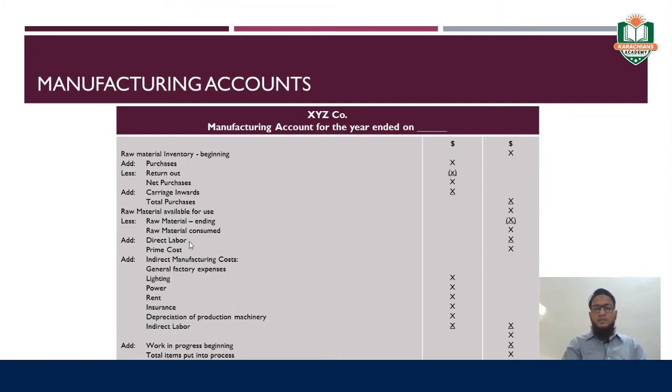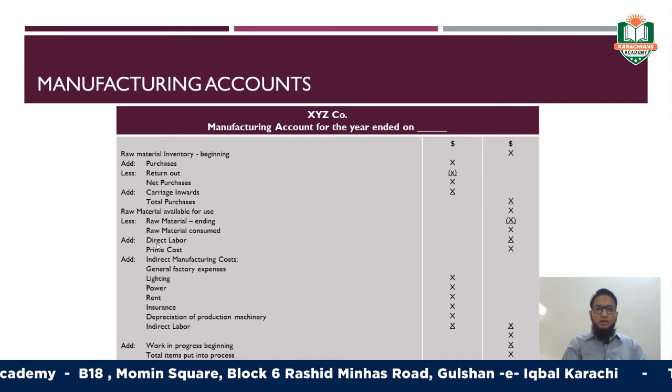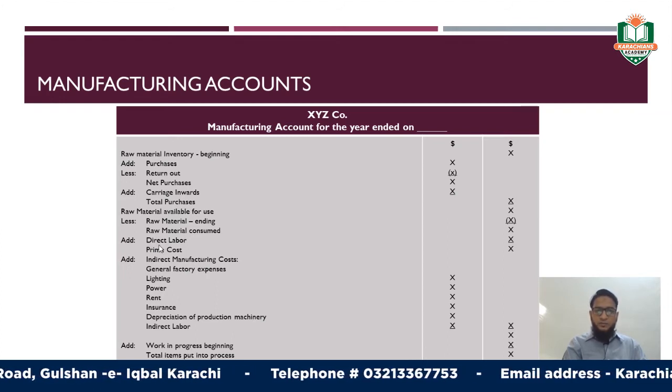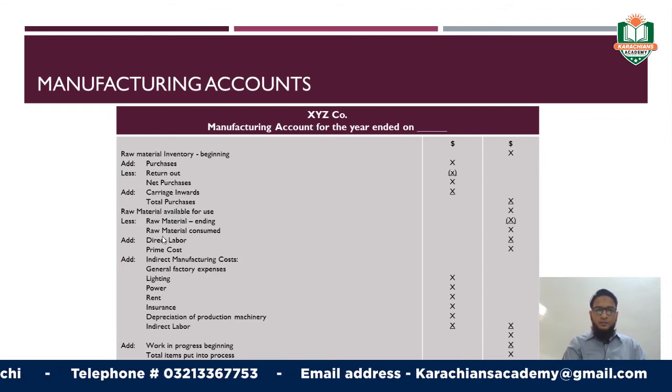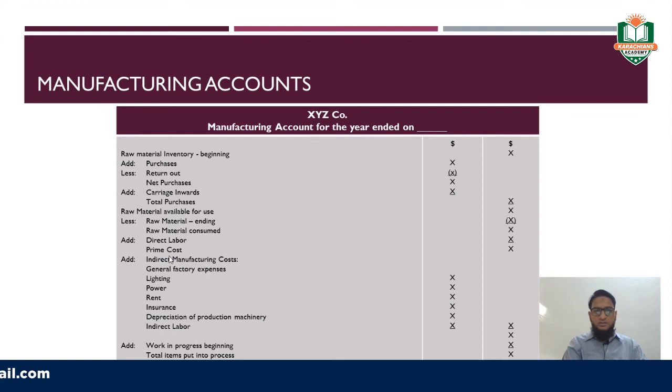Sometimes in the question the royalties are also given, right? The royalties are also considered as a direct expense. If it is given in the question, you have to write the royalties as a direct expense just under the direct labor, right? Then you have to add these three costs. First is the raw material consumed, then the direct labor, and the royalties as a direct expense in order to derive the prime cost, right? It's the only expense which belongs to the direct cost or the direct expense, right?